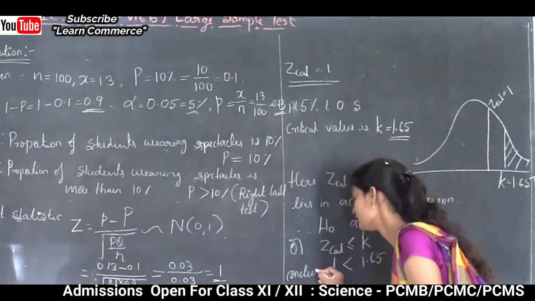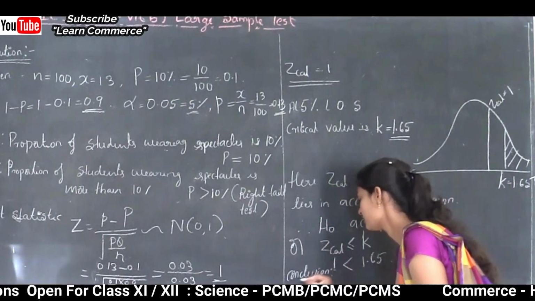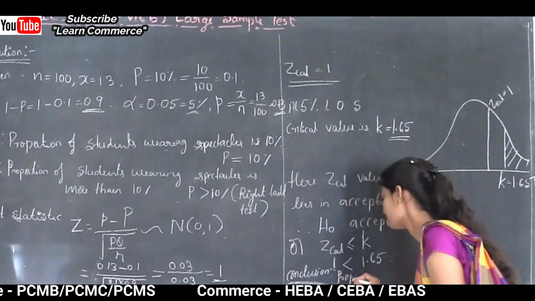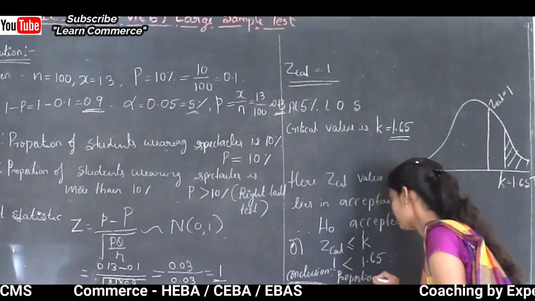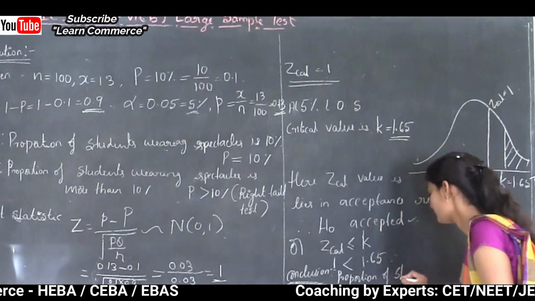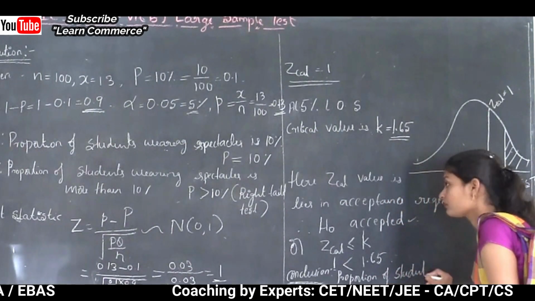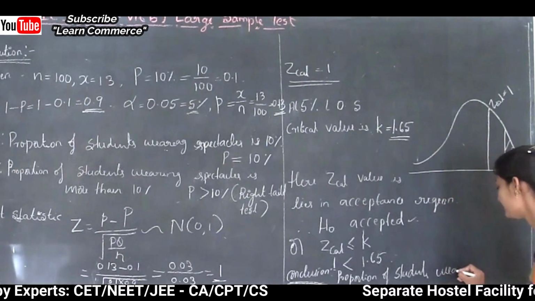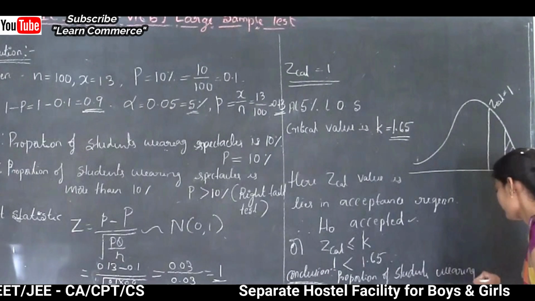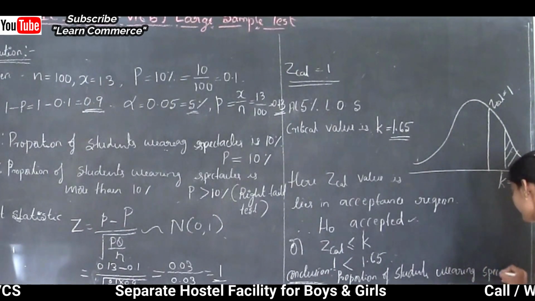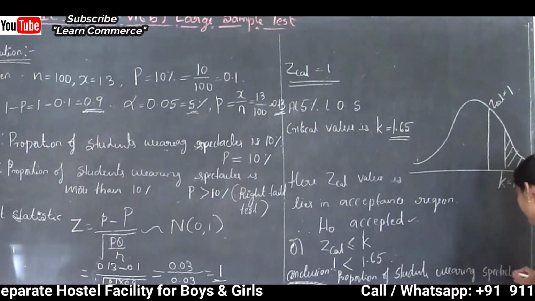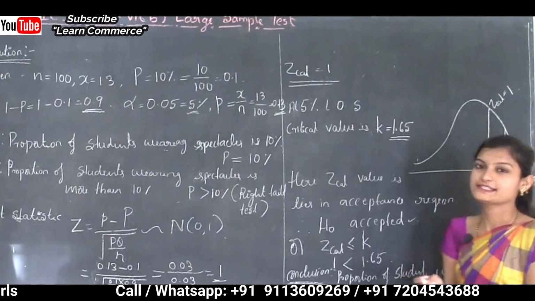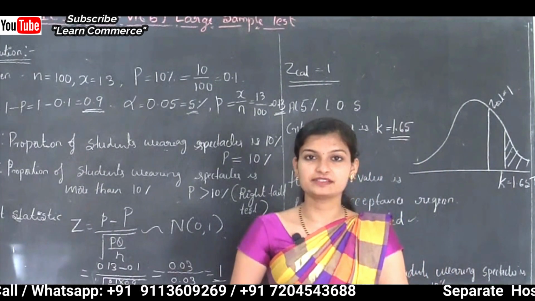Therefore the conclusion is like this, that is proportion of students wearing spectacles is 10%. That is P is equal to 10%.